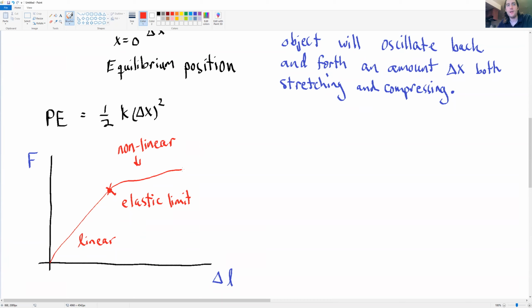And then at some point, this graph has to end somewhere, because no matter what material you have, if you apply a large enough force, the material is going to break, right? And so at some point, this thing is going to break, and I think the book calls this the breaking limit or something like that. Let's just say this is where the material breaks.